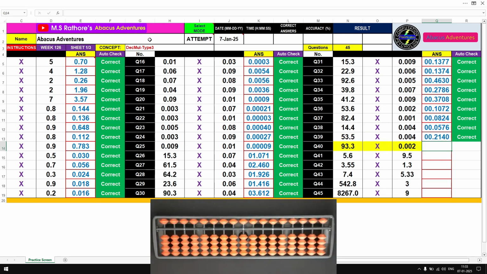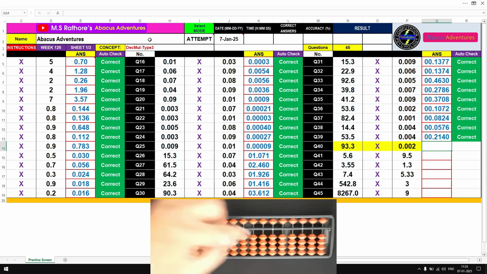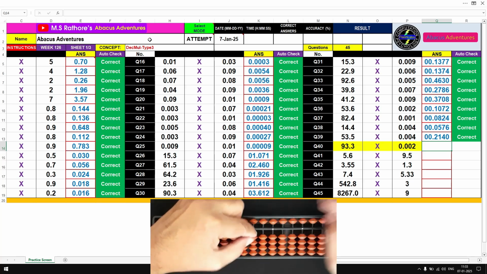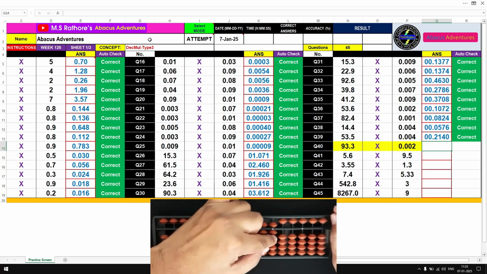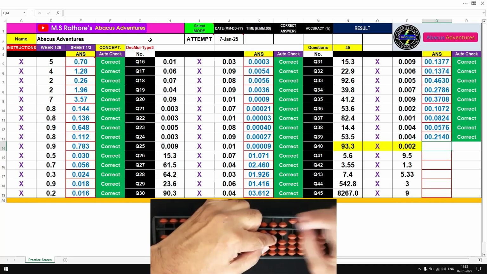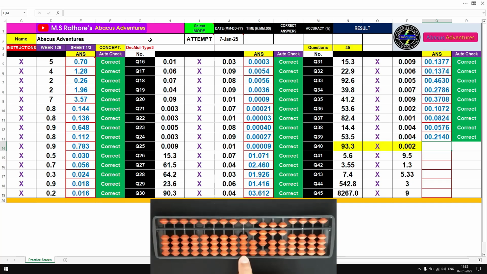Question number 40, 93.3 multiplied by 0.002 beginning from rod number 0. 2 9s are 18, 2 3s are 0, 6, 2 3s are 0, 6, and the answer is 00.1866.